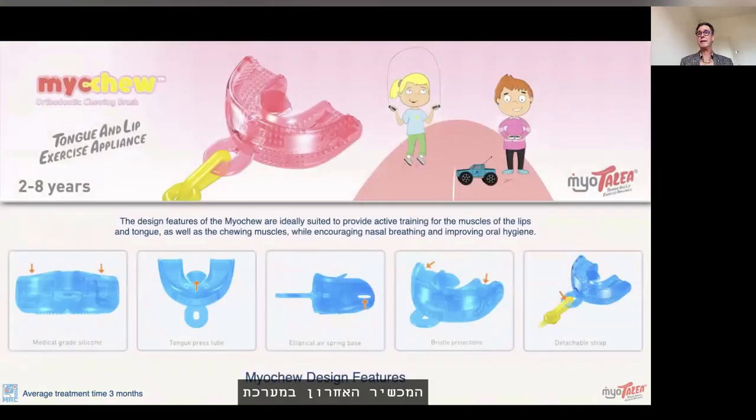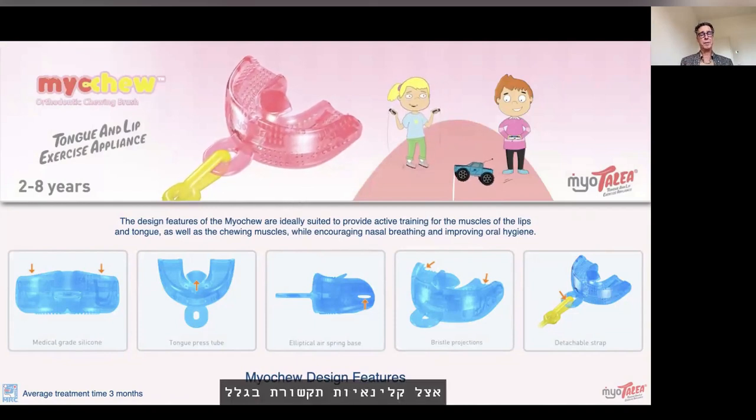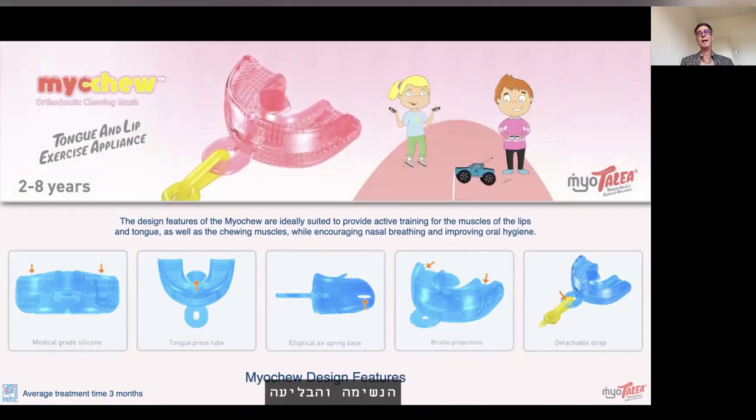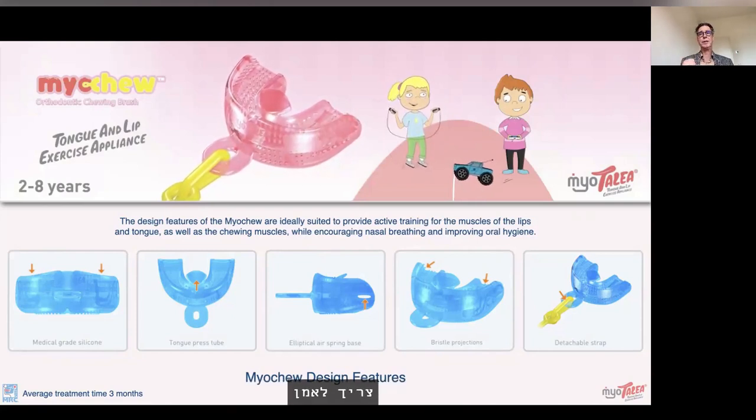The last appliance in the Myotalia system is the MyoChew. And the MyoChew, like the TLJ, is a very popular appliance among speech therapists, because what they want is continuous training of the tongue position, the breathing, and the swallowing. A lot of children, 2+, still have an infantile or an incorrect swallow. To change this swallow, to correct the tongue thrust swallow, you need to train the jaw muscles. And this appliance is really helping you with that.